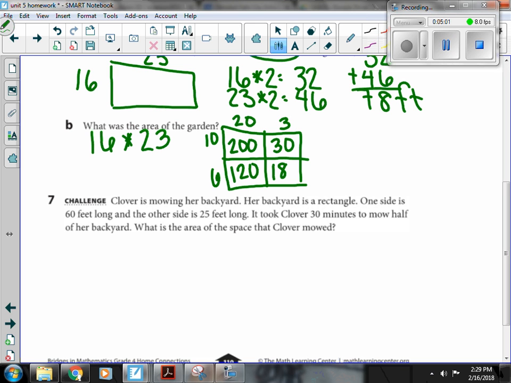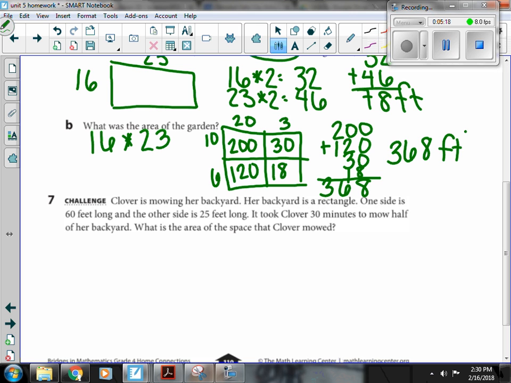So then I'm going to add up my parts. 200 plus 120 plus 30 plus 18. I get 8, 6, and 3. So I get 368 square feet as my area.